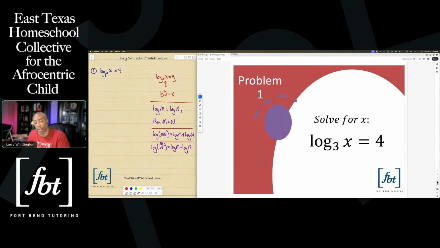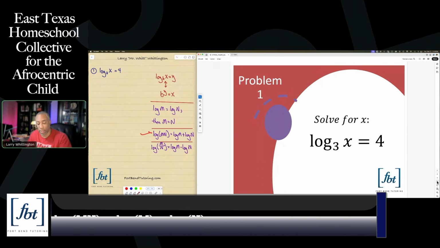In addition to that, I'm showing you that if you have the logarithm of m, that's the argument m, equal to the logarithm of n, that would represent the argument for that second logarithm, then m must be equal to n. So that's going to be called, I believe, the one-to-one property for logarithms.